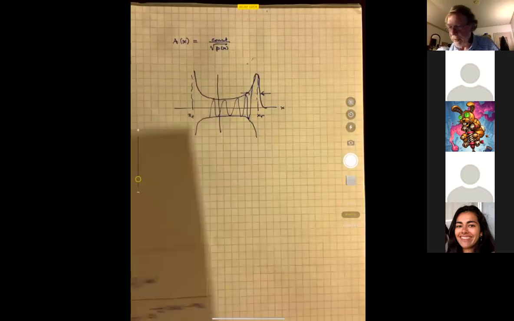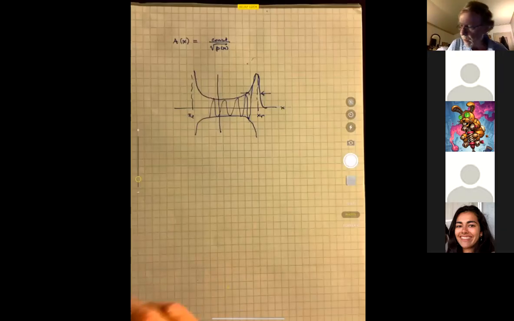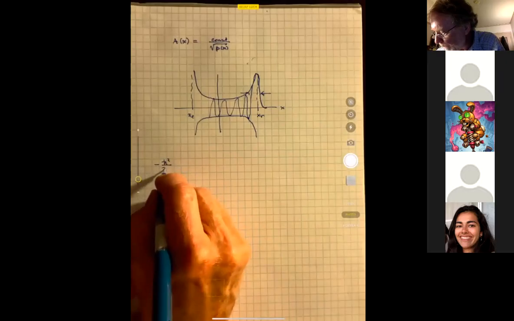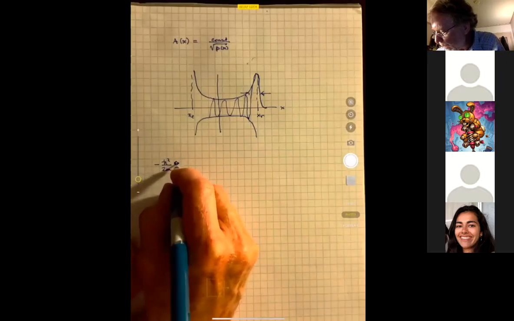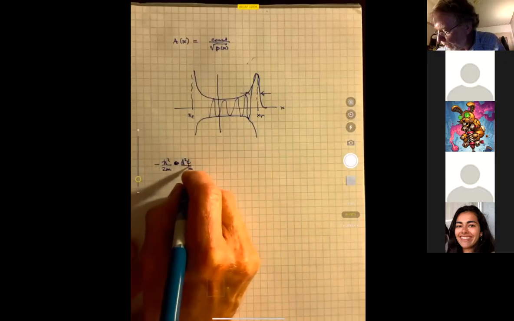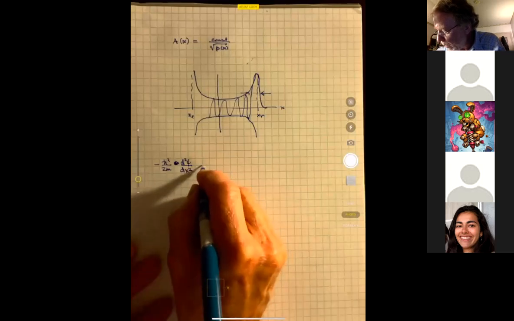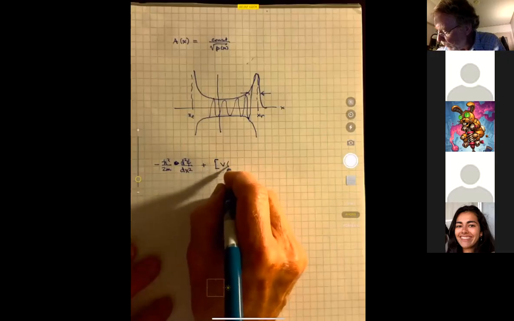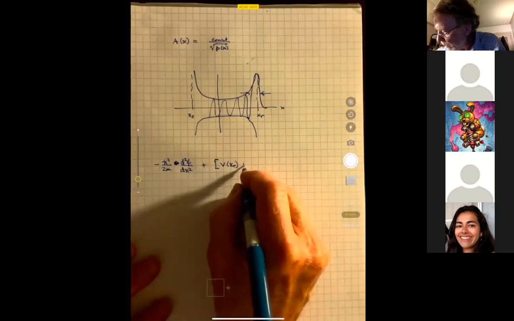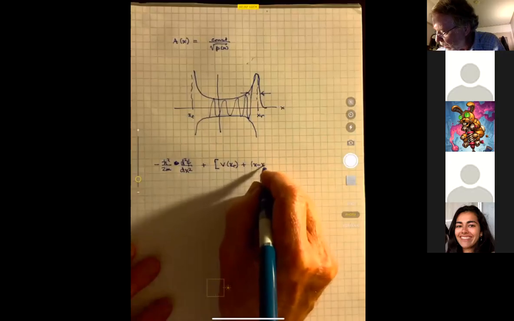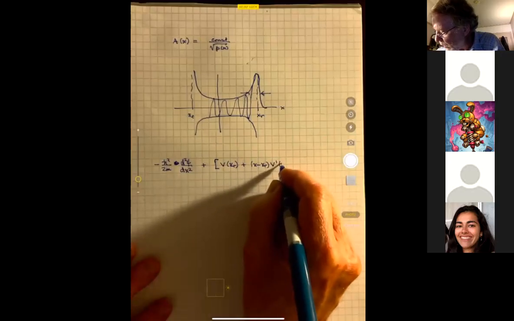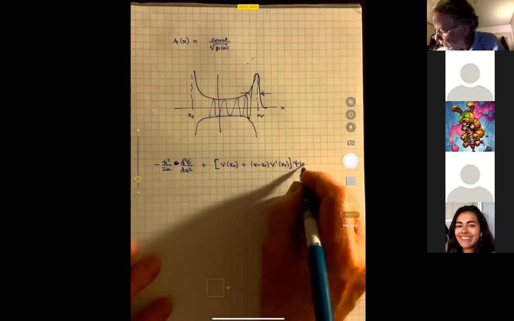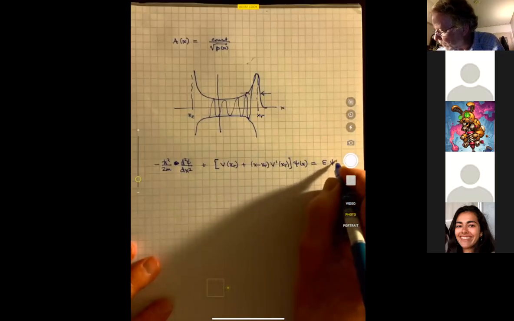So to go to a new page, here's how we do it. Let's take the Schrodinger equation: minus h bar squared over 2m psi double prime. Psi double prime, let me write it explicitly, is d squared psi dx squared. And then for the potential energy, let me write it this way, as V evaluated at the turning point x_R plus (x minus x_R) times V prime of x_R, times psi of x is equal to the energy times psi of x.